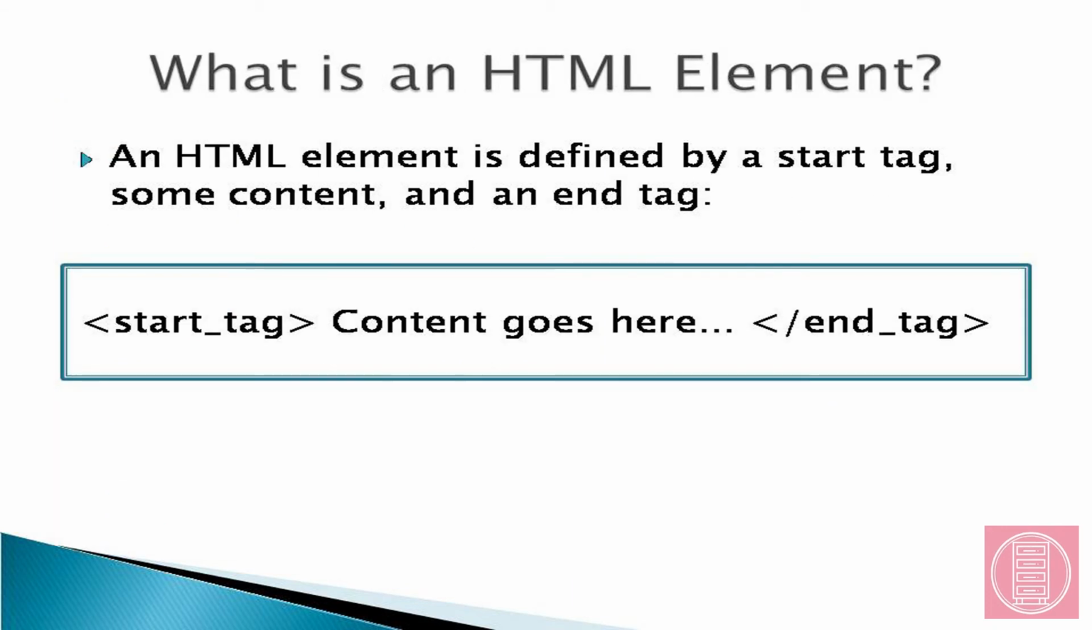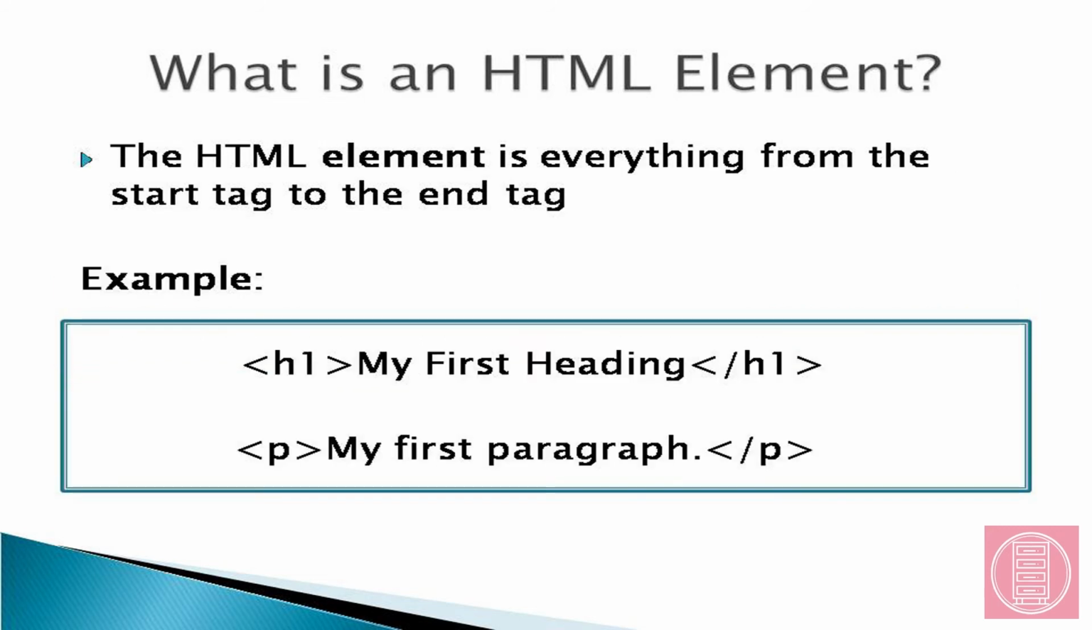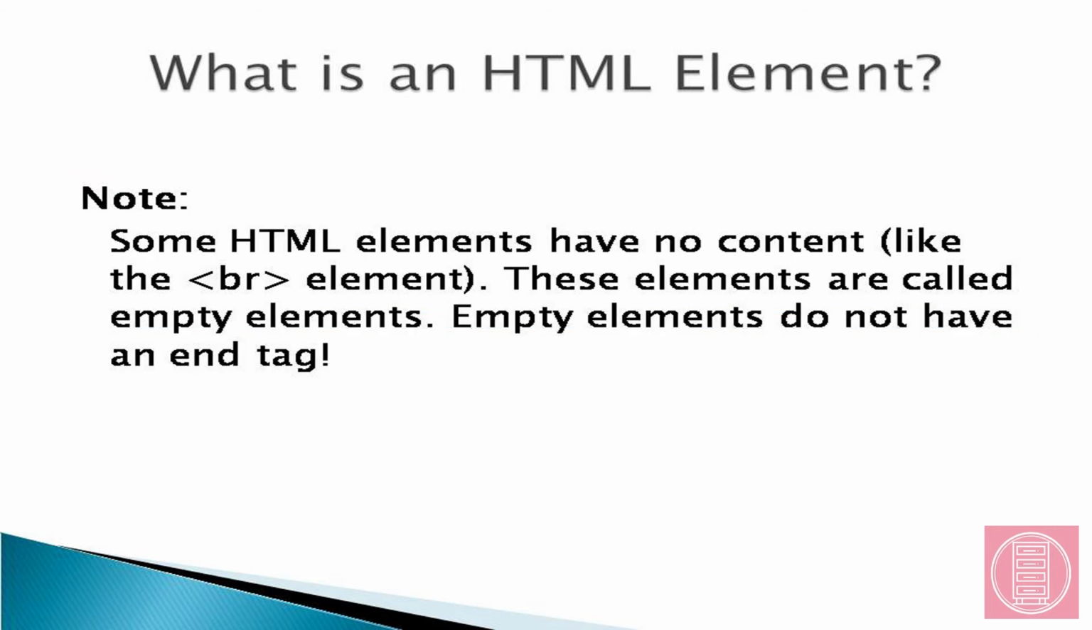So, what is an HTML element? An HTML element is defined by a start tag, some content, and an end tag. The HTML element is everything from the start tag to the end tag. See these two examples. Some HTML elements have no content, like the br tag element. These elements are called empty elements. Empty elements do not have an end tag. We will see the br tag in detail in upcoming sessions.